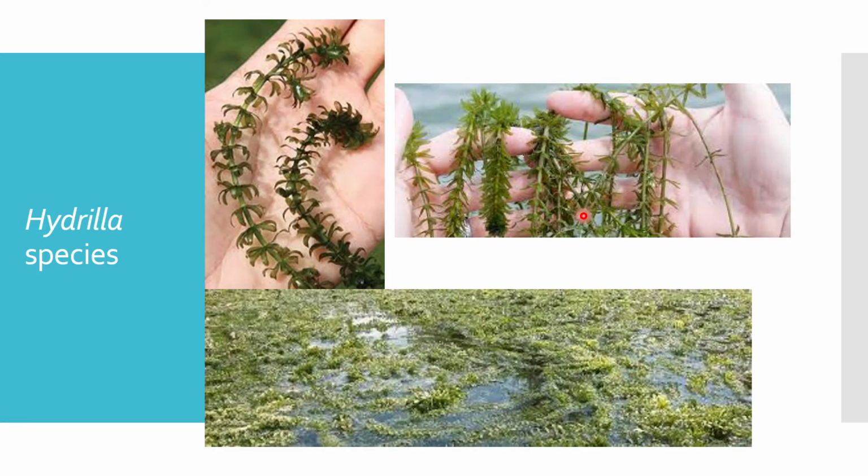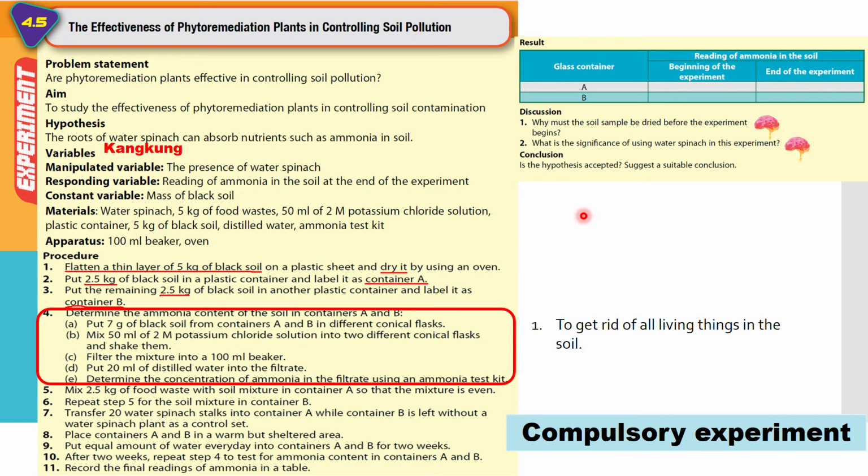There is another experiment to study the effectiveness of phytoremediation plants in controlling soil contamination, and that's the kangkong, or the usage of water spinach. The manipulated variable will be the presence of the water spinach. So this is the procedure.